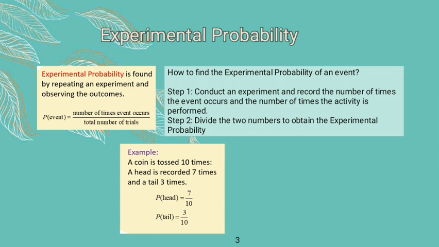Example: a coin is tossed 10 times. A head is recorded 7 times and a tail 3 times. So, the probability of head equals 7 over 10 and the probability of tail equals 3 over 10.